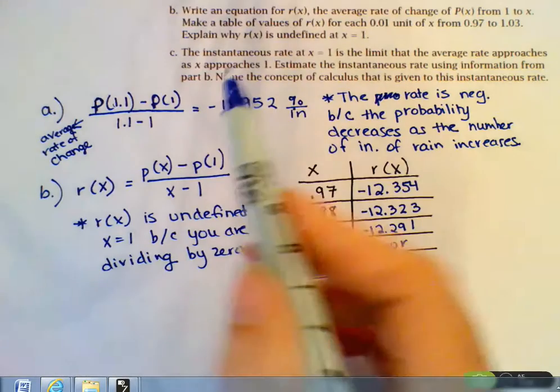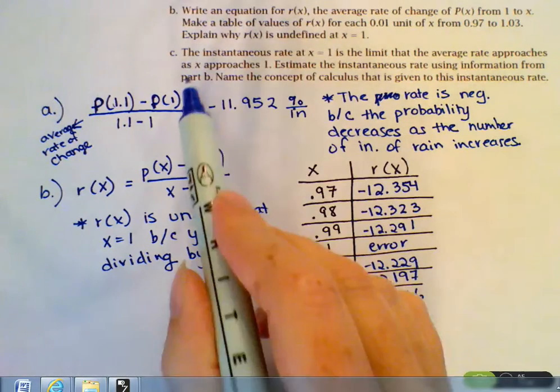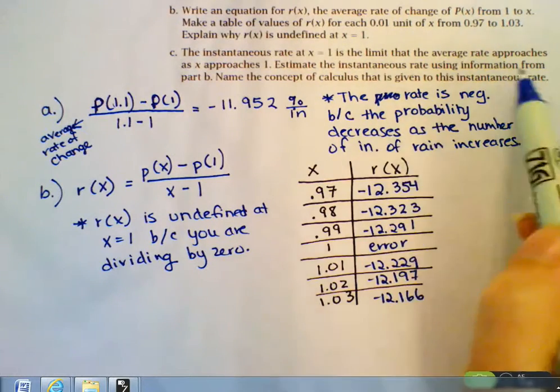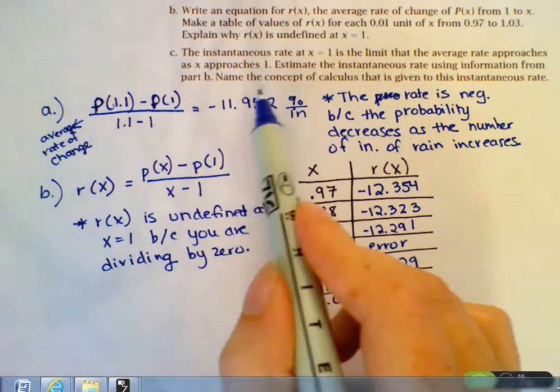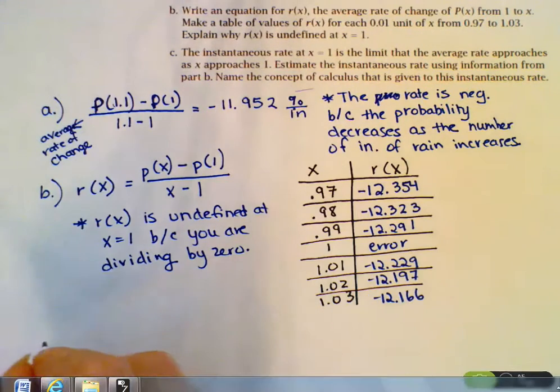Last part here. It says instantaneous rate at x equals 1 is the limit the average rate approaches as x approaches 1. Estimate the instantaneous rate using information from part B. Name the concept of calculus that is given to this instantaneous rate. So part C down here. And again, I'm going to move this up a little bit.